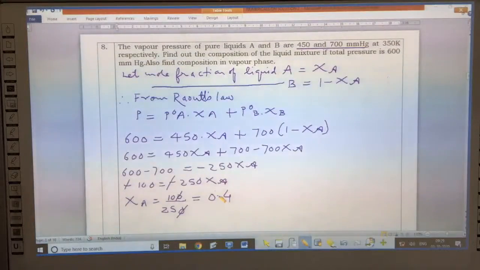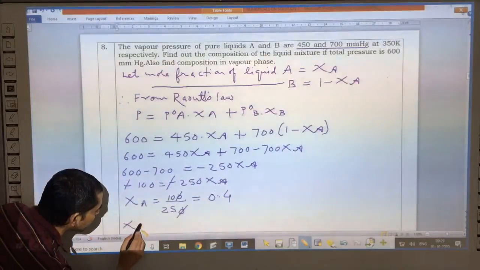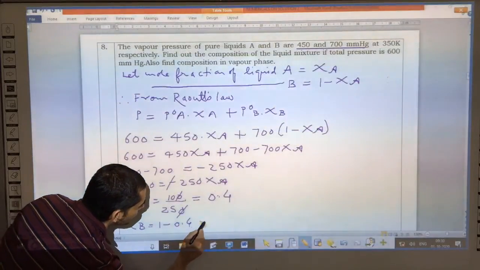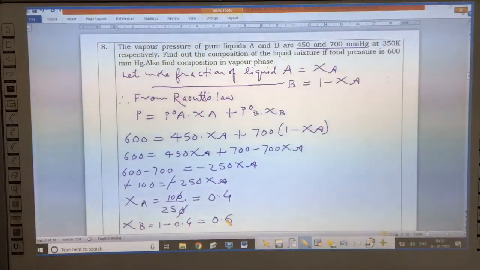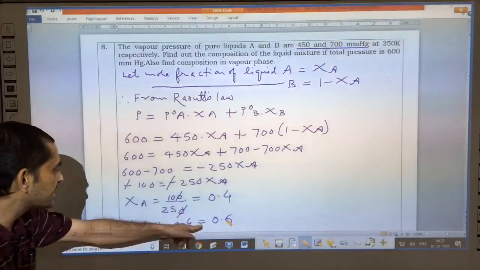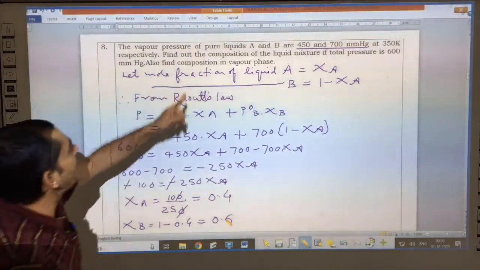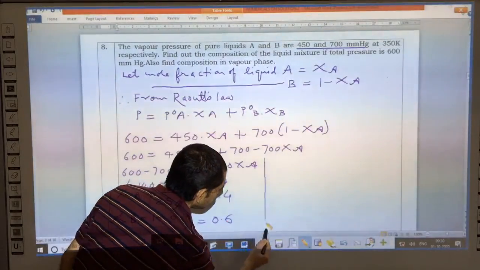So XA is 0.4. Understood? Now, what about XB? Therefore, mole fraction of XB will be equal to 1 minus 0.4, which is 0.6. So we have calculated the mole fraction of both. In this entire mixture, mole fraction of XA is 0.4, XB is 0.6. Now what we have to calculate? Find composition in vapor phase. Now I am solving over here.